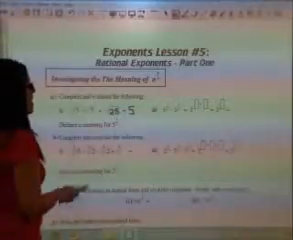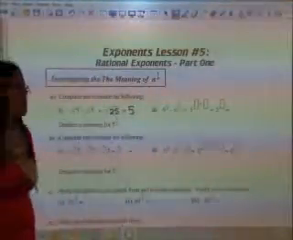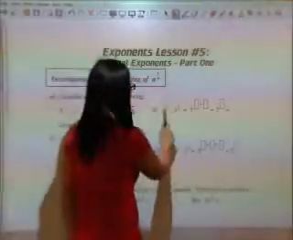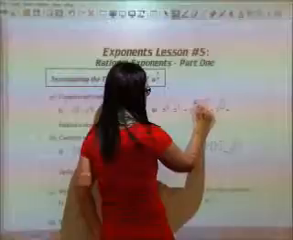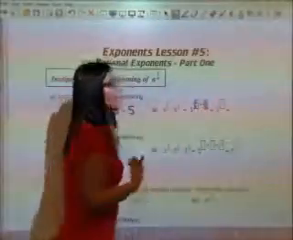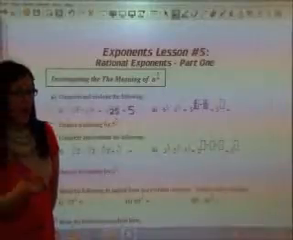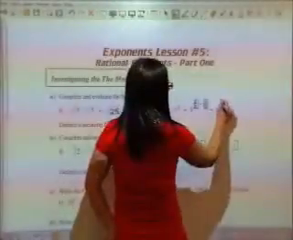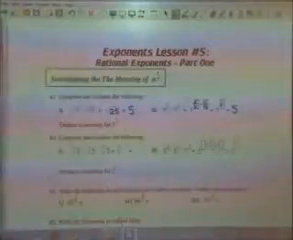Now, if we were to go 5 to the power of 1/2 times 5 to the power of 1/2, my exponent rules say if the bases are the same, I can add my exponents. So I can add 1/2 to 1/2. If I add two halves together, I get 1 whole. And 5 to the power of 1 equals 5.